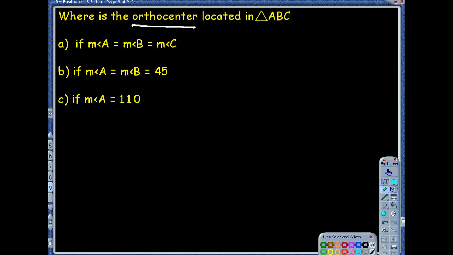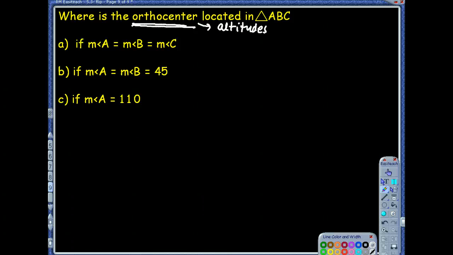All right. So orthocenter is what we're focusing on here. It says, where's the orthocenter located in triangle ABC? Now, I don't have a picture drawn. I can draw some pictures. They have 3 scenarios. So when you think of orthocenter, what are we thinking? We're thinking altitudes. And if we're thinking altitudes, we know where an altitude's orthocenter is located when it's acute or obtuse. So that's really what we're focusing on.